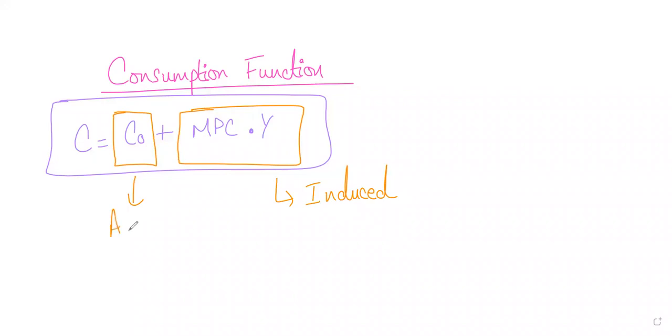Now let me elaborate on this. The thing is, C naught has to be paid whether you are earning income or not. Autonomous consumption. Absolutely, that's correct. Excellent. Now think about this: even if this is 0, assume that Y is 0.